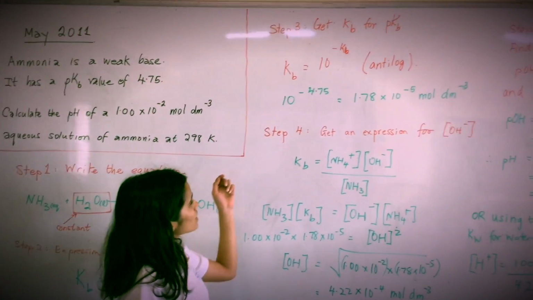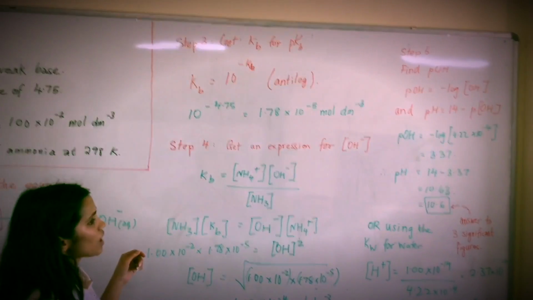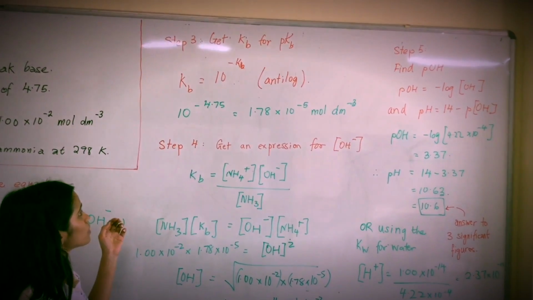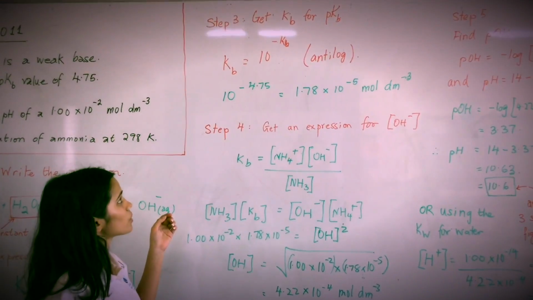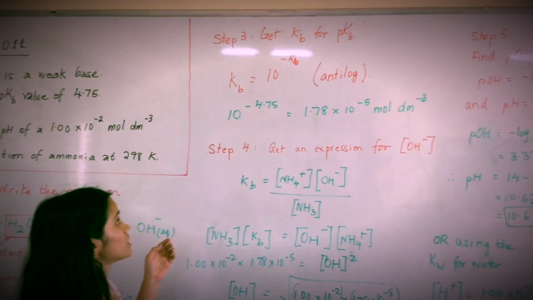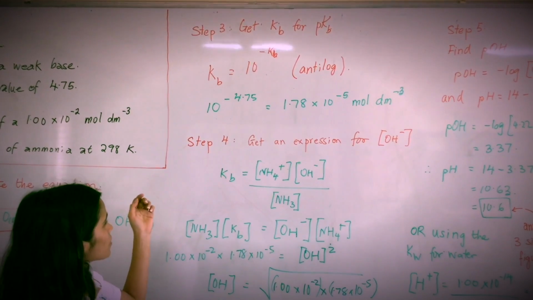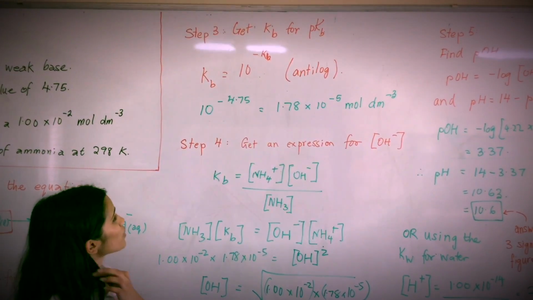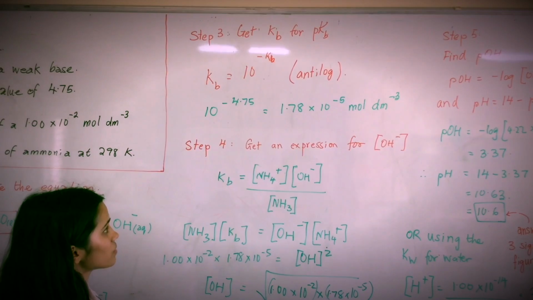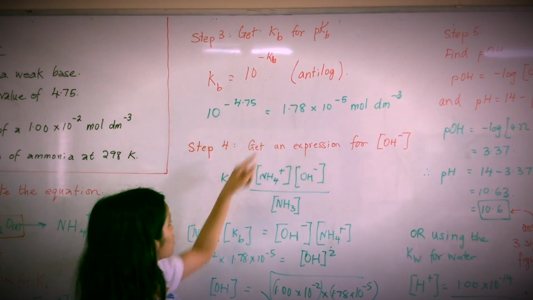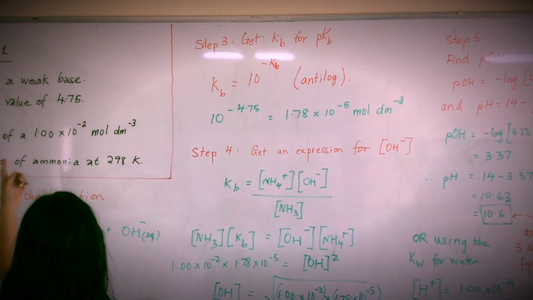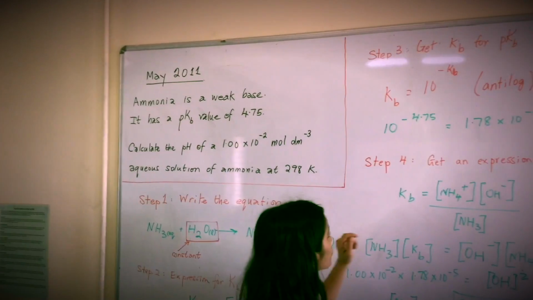Step 3 is finding the Kb from the pKb, which works very similarly to how you find the pH from the concentration. So Kb is just 10 to the power negative pKb, or the anti-log. So 10 to the power negative 4.75 is 1.78 × 10^-5. Note how the significant figures are maintained. They're all in 3 significant figures, as is the question, which is 1.00.